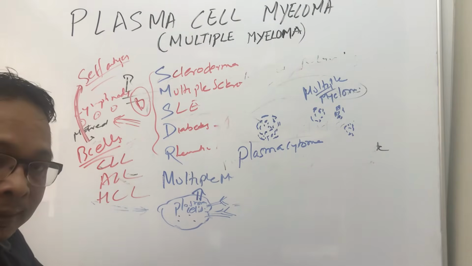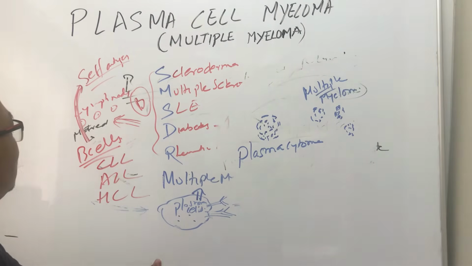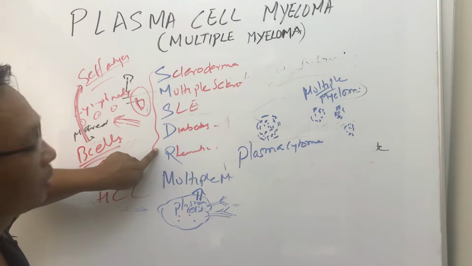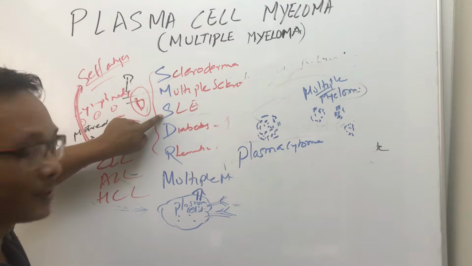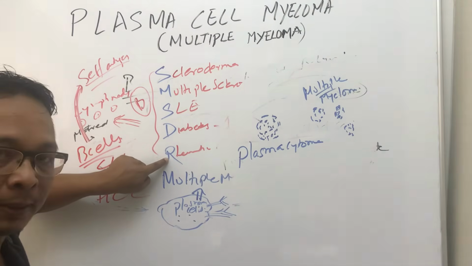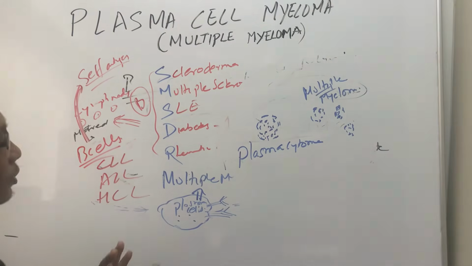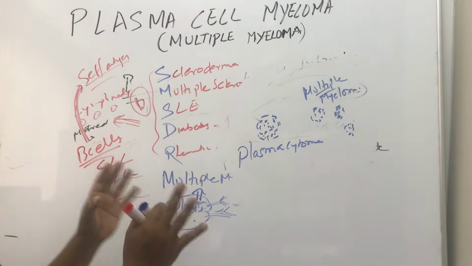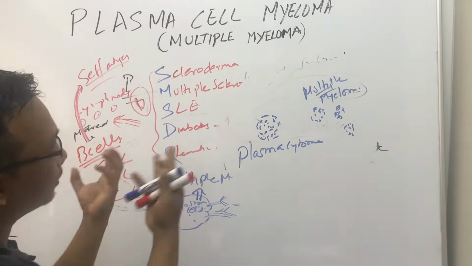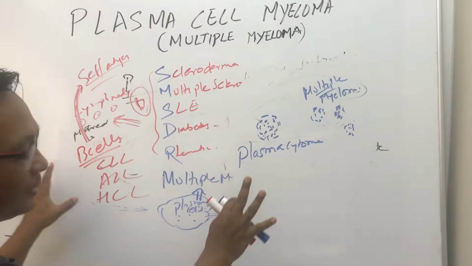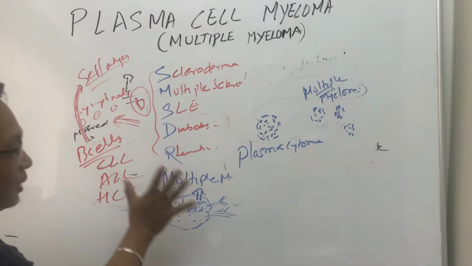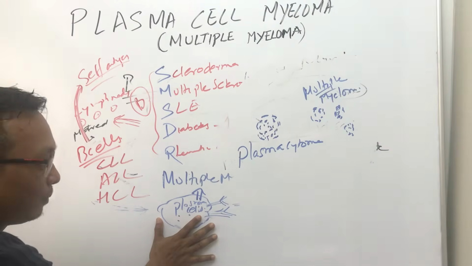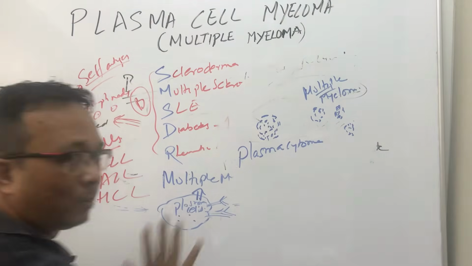And what are autoimmune disorders related to the B cell? They are SMS to your doctor whenever you are in trouble: scleroderma, multiple sclerosis, SLE, diabetes, and rheumatoid arthritis. Okay, so these are the basics. When you go to understand multiple myeloma, first you have to clear the basics that it is a tumor of plasma cells, not a B cell. It is a tumor of plasma cells, forming multiple myeloma.